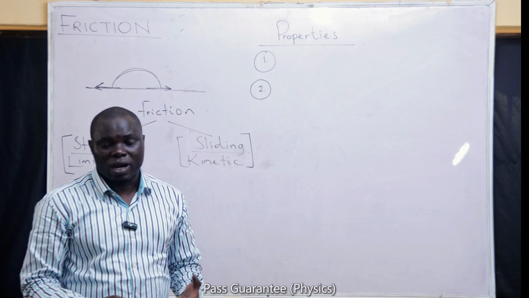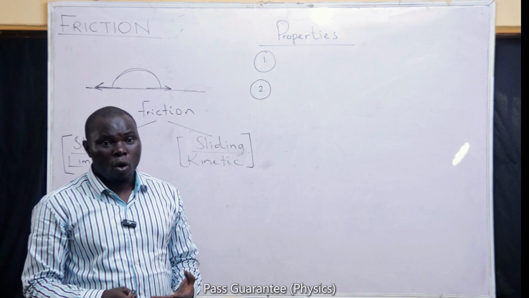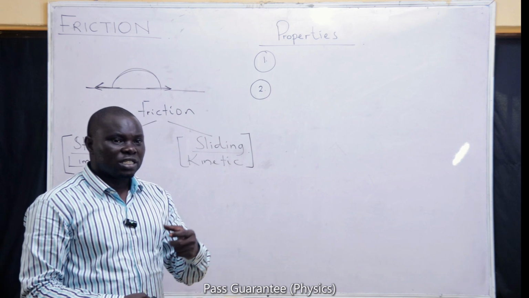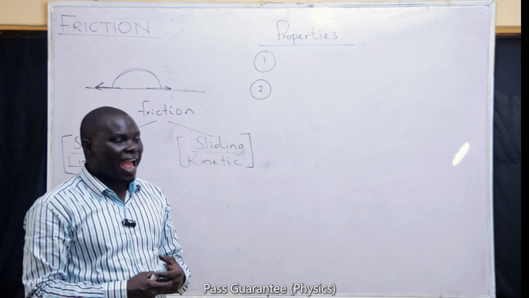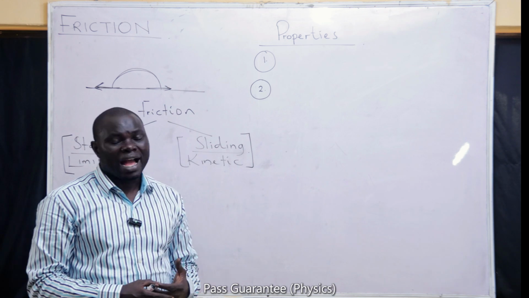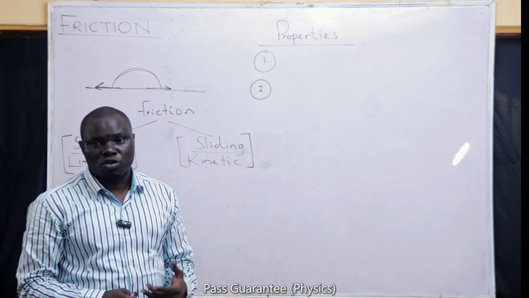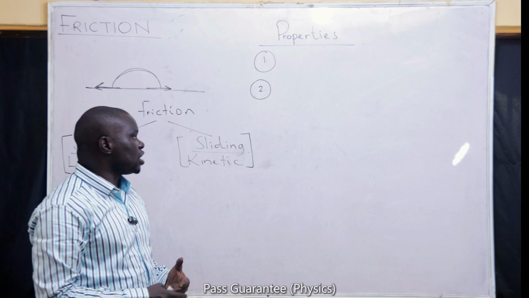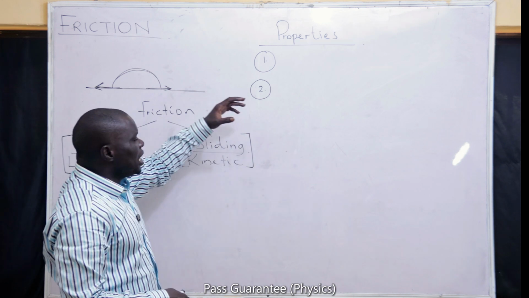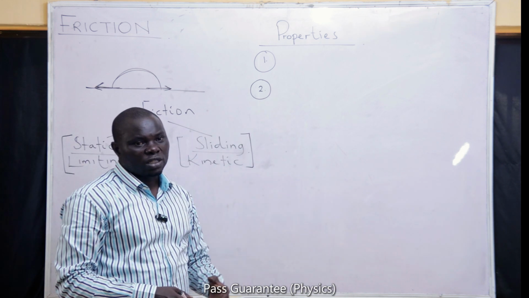If two surfaces are wet, then we expect the friction to be low. If two surfaces are dry, we expect the friction to be higher. If they are rough, the friction will be higher. If they are smooth, the friction will be very, very close to zero or even zero. So friction depends on the nature of the surfaces in contact.